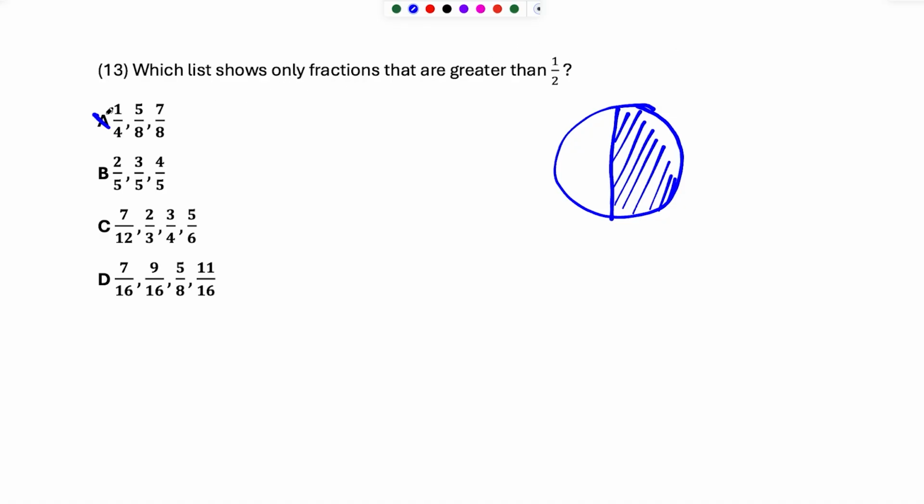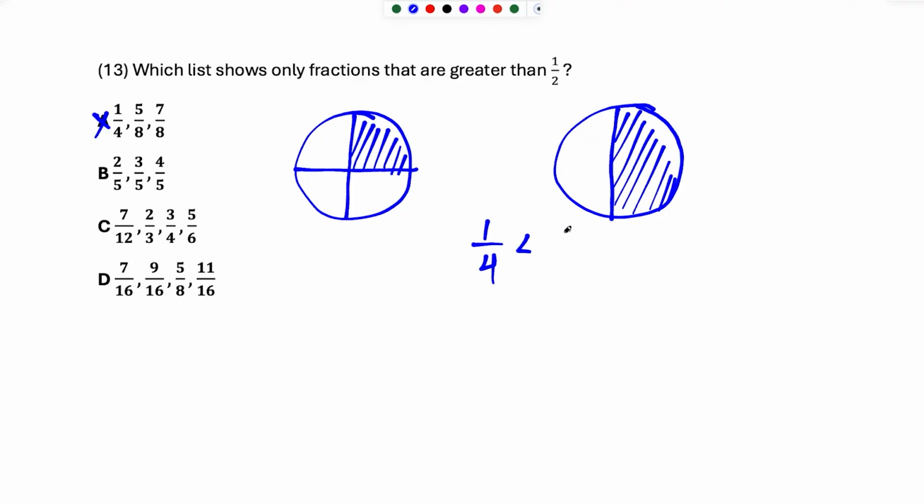So choice A is out, and the reason why A is out is because of that first fraction, 1/4. 1/4, if you draw a circle and cut it into 4 equal pieces like this, 1/4 is less than 1/2. Okay, you can see 1/4 is less than 1/2. And you can see visually because more is shaded with this one than is shaded with this one. Okay, so A is out. Now next, choice B is out because of 2/5.